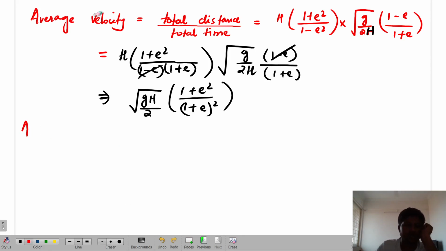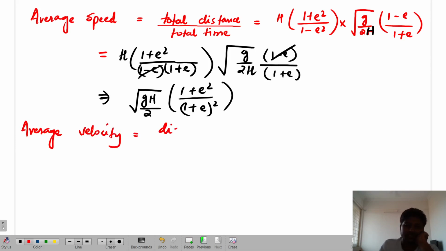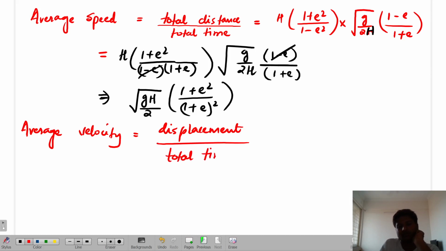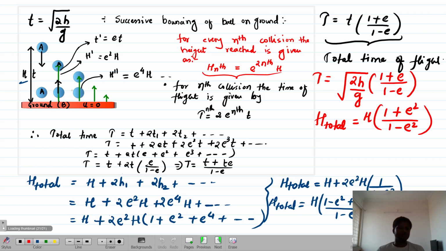Oh, sorry. This one is average speed. Average speed is total distance by total time, no? So average velocity is displacement by total time. Now look over here. If the ball rebounds so many times, look over here. For these successive rebounds, the displacement is zero or not.